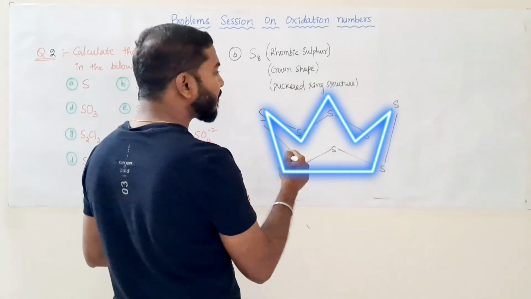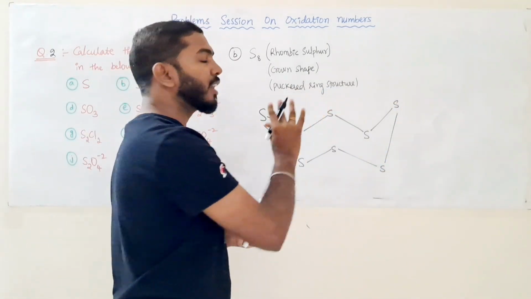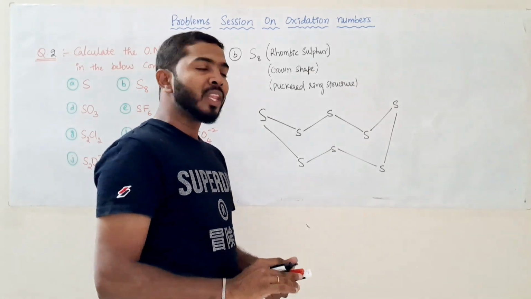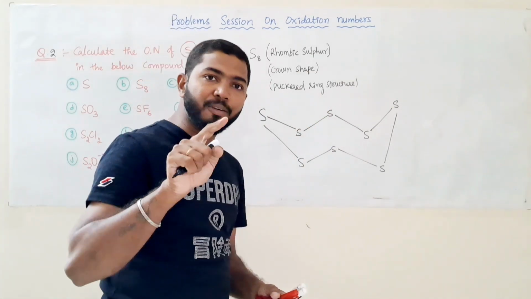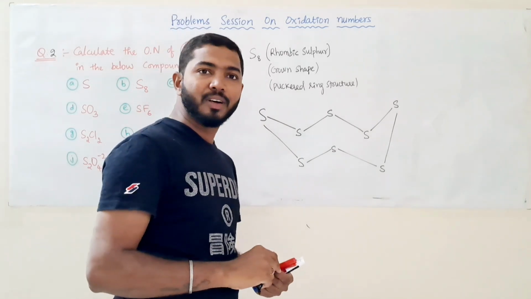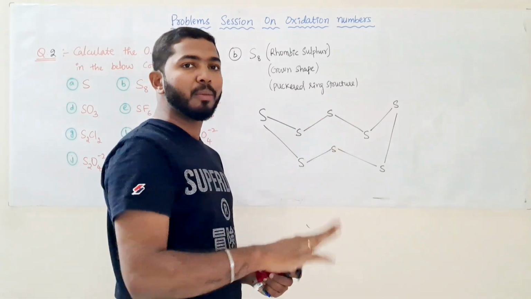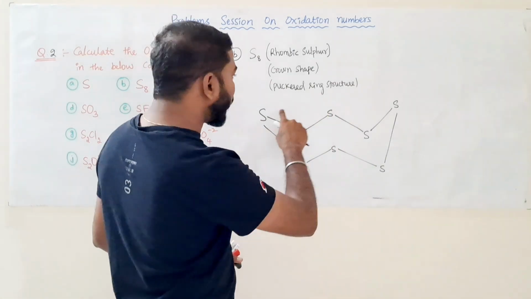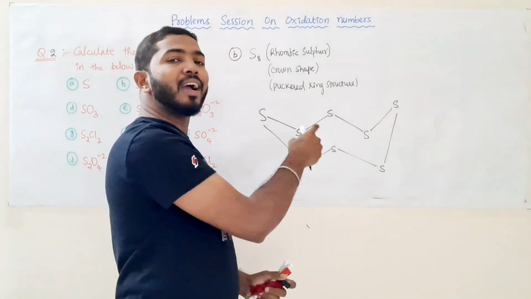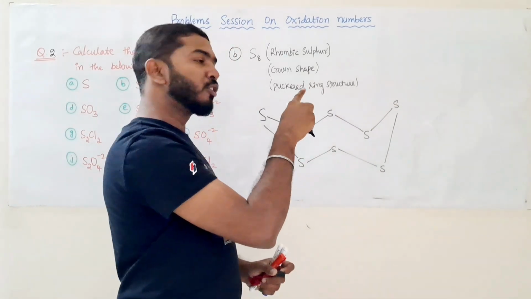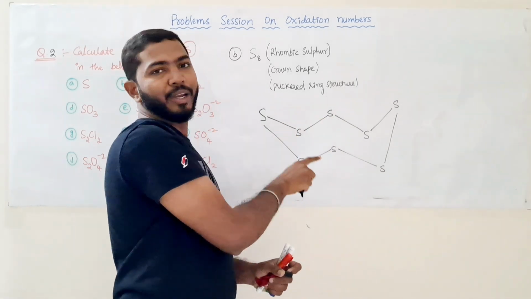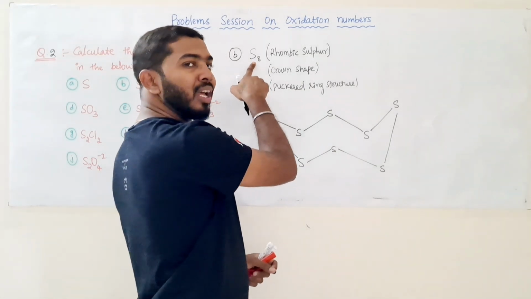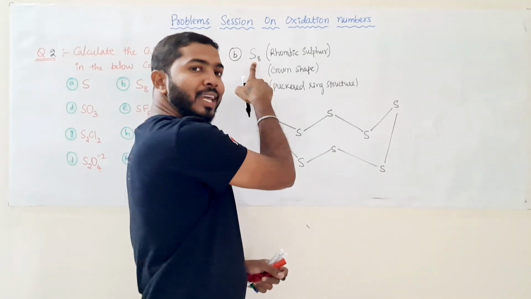And now there is a common question which we expect from this S8 molecule in terms of competitive exams, that is the oxidation number of sulfur and the covalency of sulfur in S8 molecule. This is a very famous question based upon this particular molecule. What is the covalency? If you look at any of these sulfurs, they are going to form 2 bonds. So the covalency of sulfur is going to be 2, and since it is a homonuclear molecule, the oxidation number we can say directly it is 0.